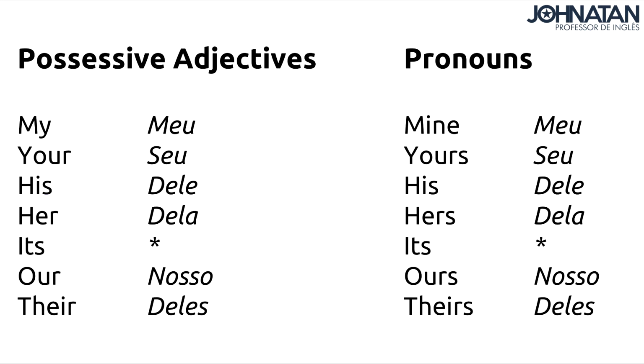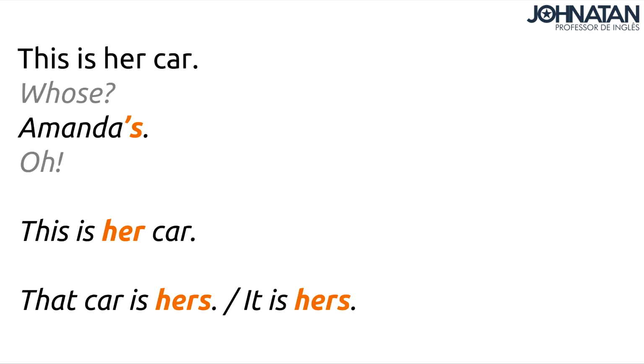Here's the list of possessive pronouns next to the possessive adjectives. Mine, yours, his, hers, its, ours, theirs. In conclusion, the genitive, possessive adjectives, and possessive pronouns are all used to express possession. However, it's best to use the genitive when the person we're talking to doesn't know who we're talking about. For example, this is her car. Whose? Amanda's. Oh, I know who you're talking about now.